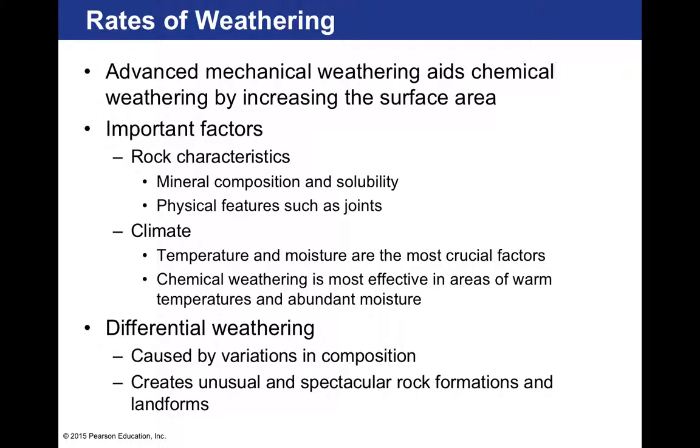Continuing with chapter 4, there's just two slides on what affects weathering and how fast it happens, so the rate of weathering. Advanced mechanical weathering aids in chemical weathering by increasing the surface area. We mentioned that earlier. So there are some important factors that could affect the rate at which this happens.